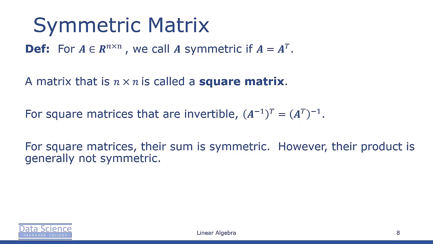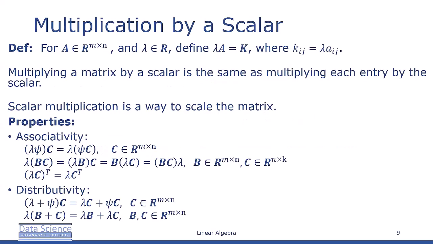Now, if we have two symmetric matrices A and B, their sum is always symmetric. However, the same is generally not true for their product. For any n by n matrix A and lambda a scalar, we define lambda A to be a matrix K, where the ijth entry of K is lambda times the ijth entry in A. Multiplying a matrix by a scalar is the same as multiplying each entry by the scalar. So scalar multiplication can be thought of as a way to scale the matrix.